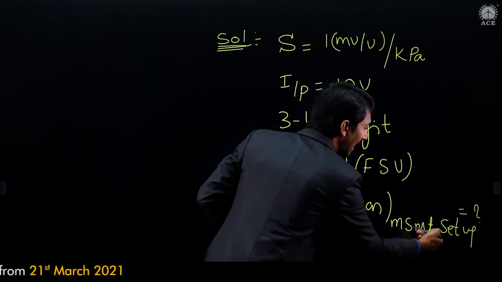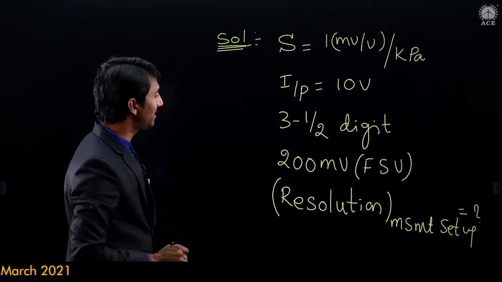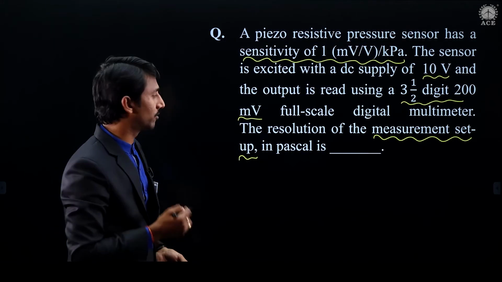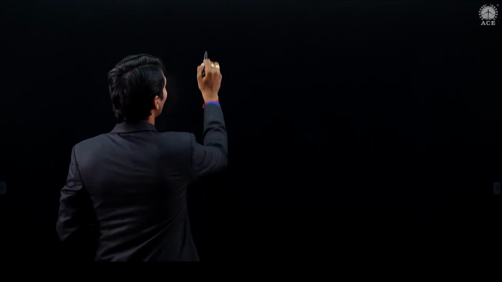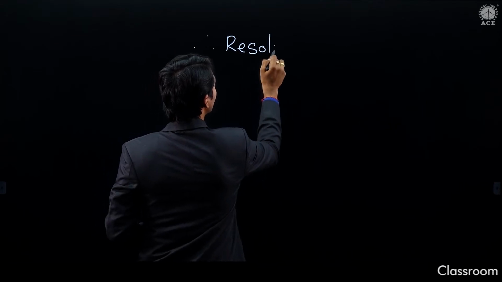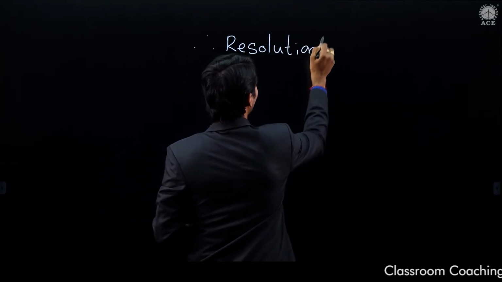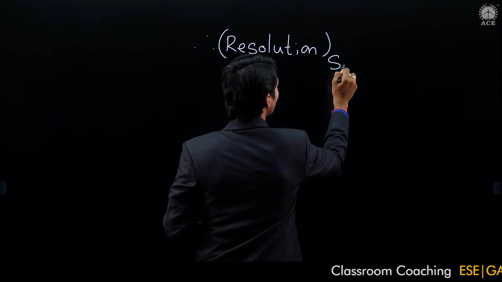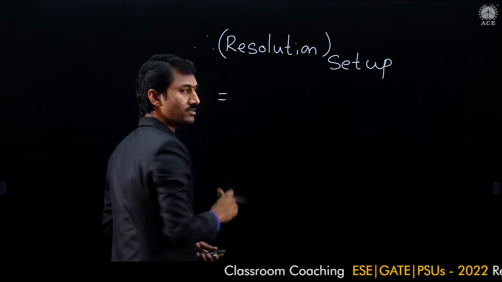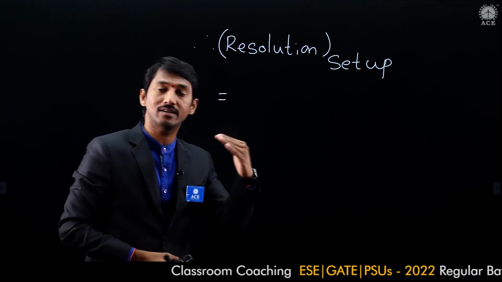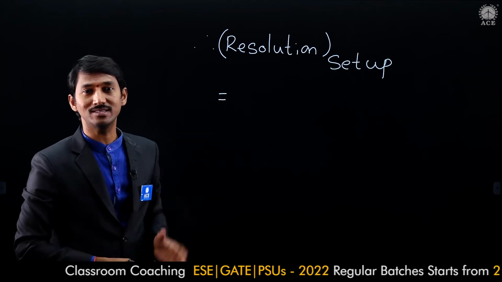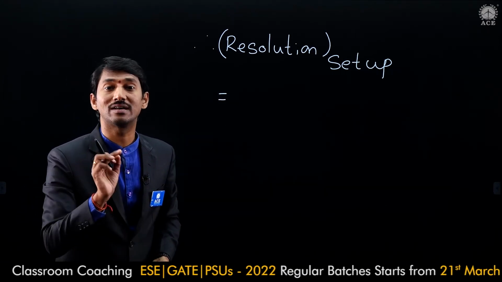Okay. So after getting this, what is he asking? Resolution of the entire measurement setup, but in which fashion? Pascals he is asking. He is asking only in Pascal. So how can we get this? Finally, the resolution of the entire setup. Be clear here. Resolution of the entire setup means the piezoelectric sensor and correspondingly the 3.5 digit device. Total setup resolution he is asking, but in terms of what? Pascal only he is asking.